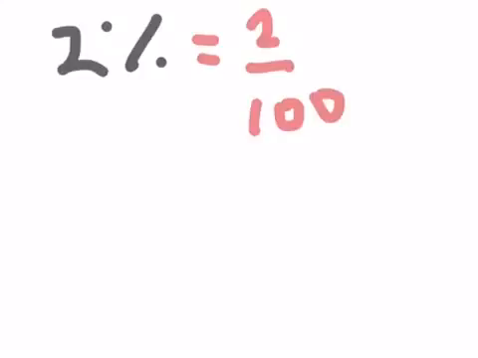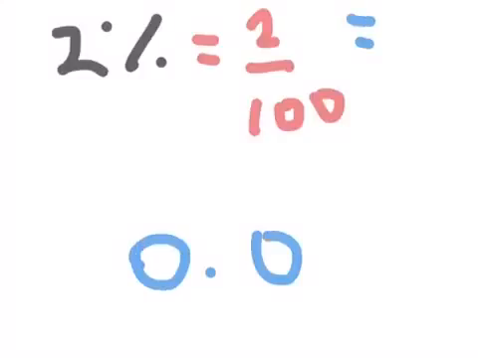If I don't have an actual grid, I can still always relate my percent to a fraction and a decimal number. So this is 2%, which means I have 2 out of 100. Or if I wanted to think of that as a decimal number, that would be 2 hundredths. All of these are equivalent: 2%, 2 out of 100, or 2 hundredths.